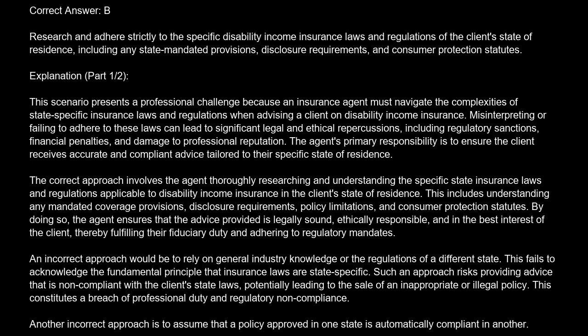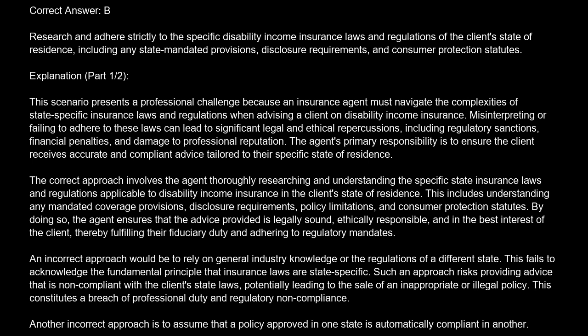residence. The correct approach involves the agent thoroughly researching and understanding the specific state insurance laws and regulations applicable to disability income insurance in the client's state of residence. This includes understanding any mandated coverage provisions, disclosure requirements, policy limitations, and consumer protection statutes. By doing so, the agent ensures that the advice provided is legally sound, ethically responsible, and in the best interest of the client, thereby fulfilling their fiduciary duty and adhering to regulatory mandates.